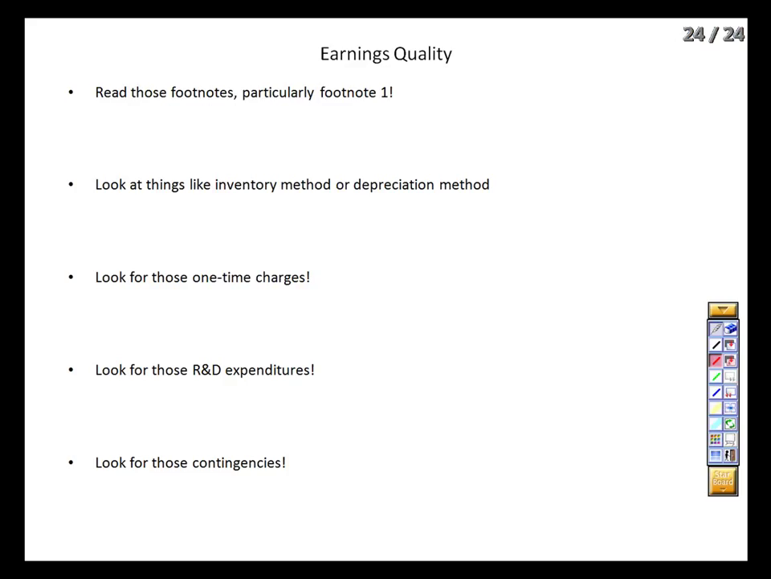The next class will be the cash flow statement, and that'll wrap up our section on financial accounting.